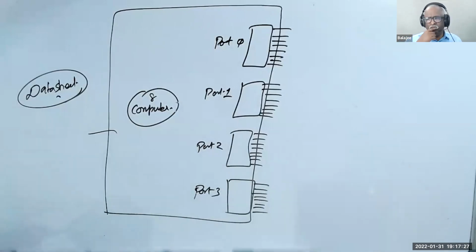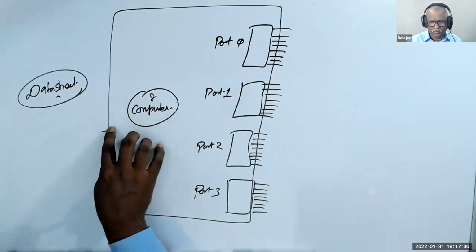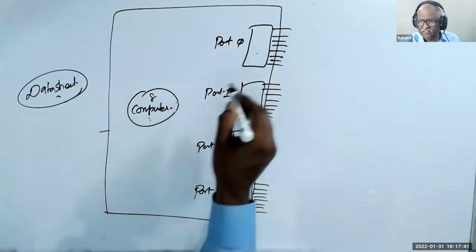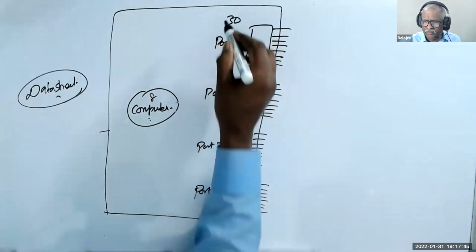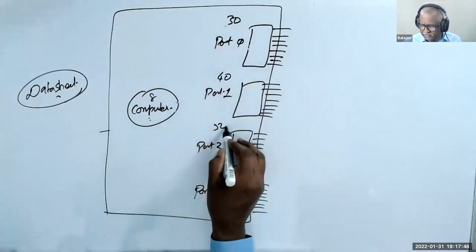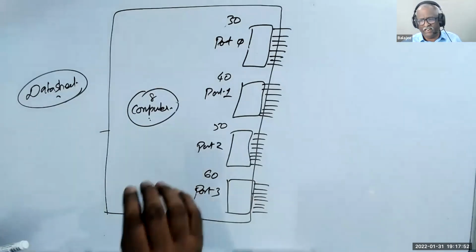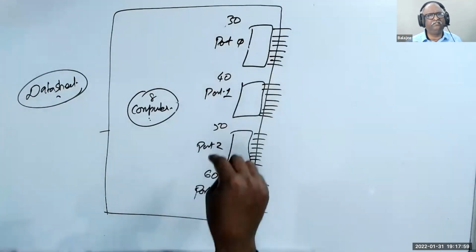The beauty is, what is the beauty? Each one, for this port, there's an address. Let's say this one has 30, this one has 40, 50, 60, like that. We will see the data sheet, and how we get these addresses. You understand? So each one has an address.